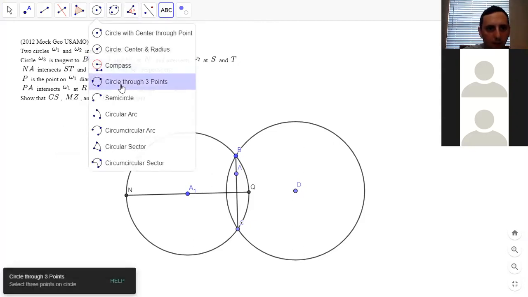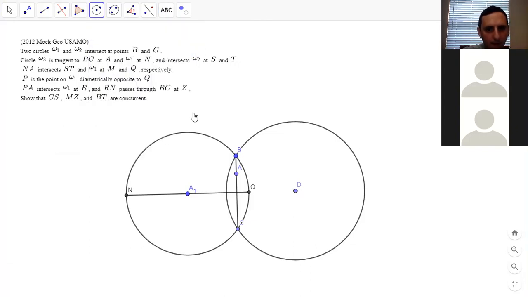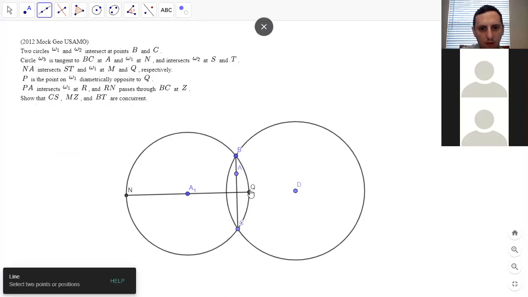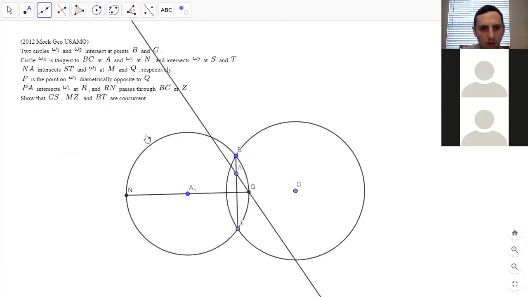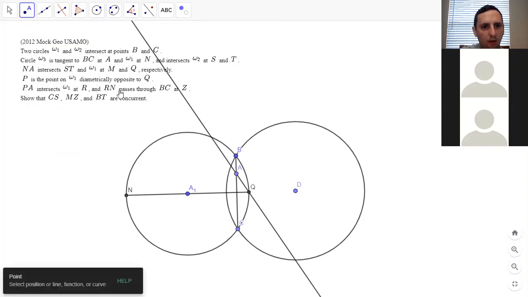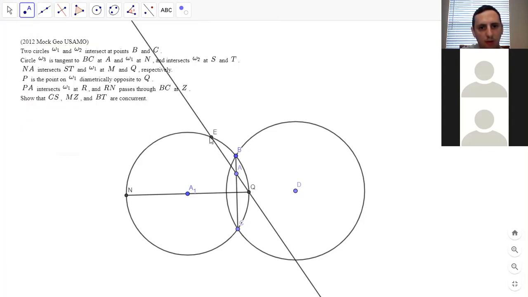I'm just going to do it like this. I could try inverting about A. No, you don't need to invert. You just let QA cut the circle A1 at another point. Yeah, okay. And the circle, yes.